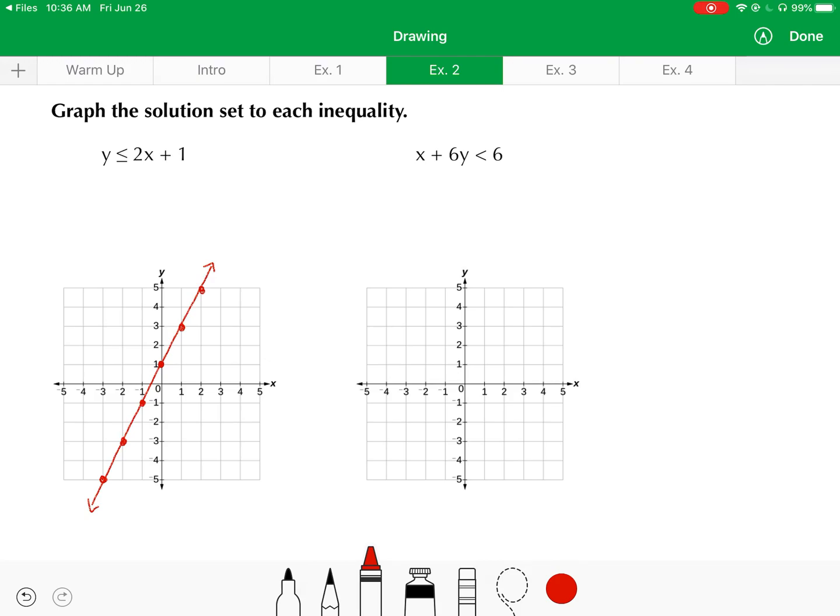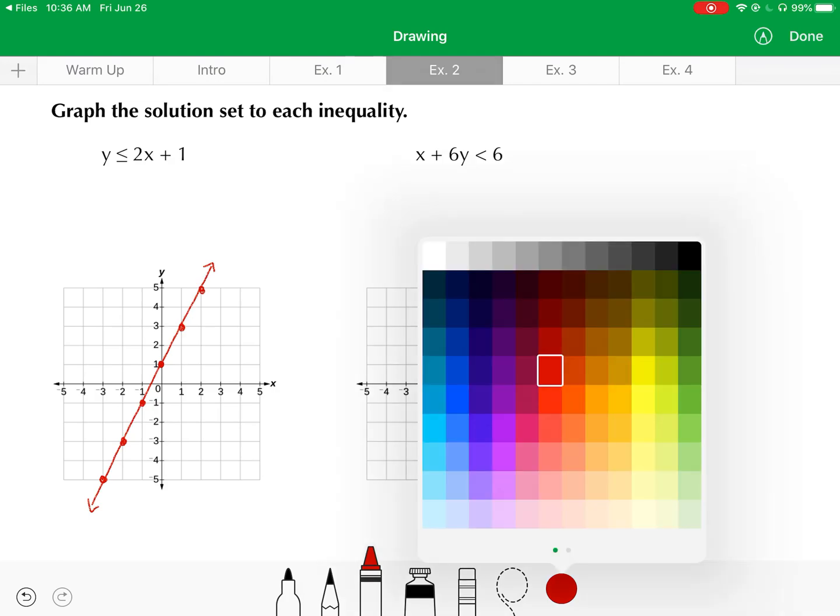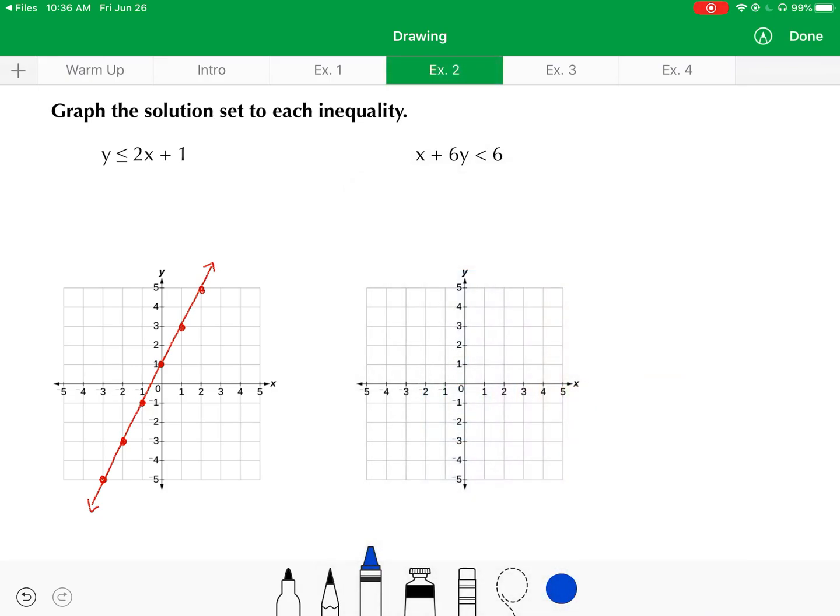Now I just need to determine which side, which region on the left side of the line or on the right side of the line is my solution set. And to do that, I'm going to use a test point, okay? I'm going to pick a test point of the origin, which is usually the point you're going to want to use. The only exception would be if your boundary line goes through the origin, then you got to pick a different point as your test point, okay?